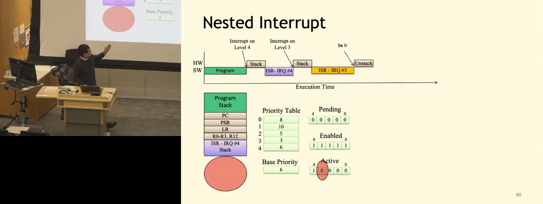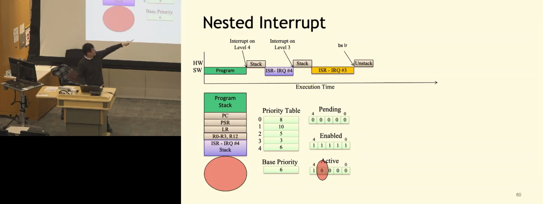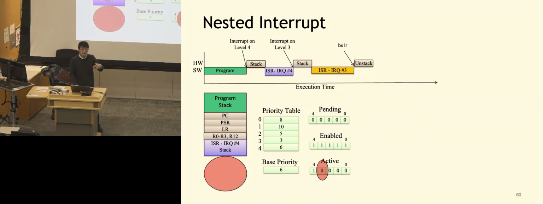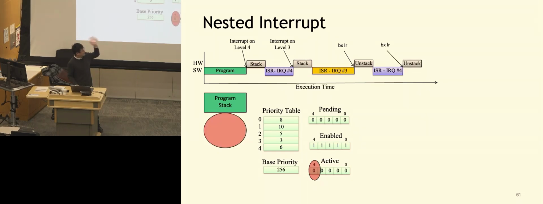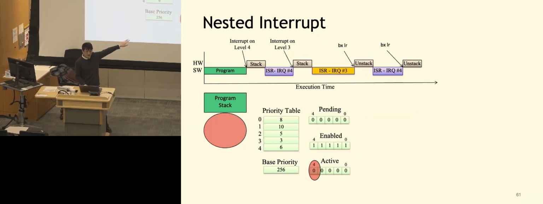And then after that, we do one unstack so that we are able to go back to interrupt number 4. Again, we turn down the active bit here and then change the base priority to whatever we had for 4, which is the next priority. After that, we unstack again, go back to the main program, and put the base priority back to 256 because there are no other immediate interrupts required. And then the active bit is also turned down. Does this make sense so far?